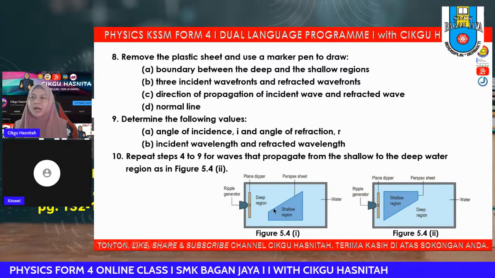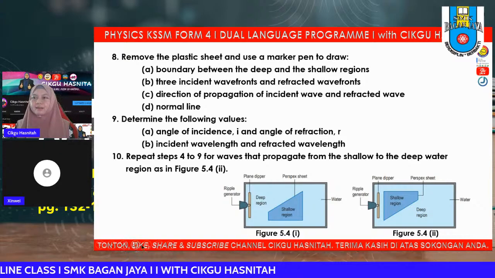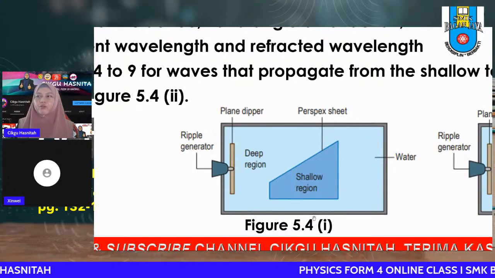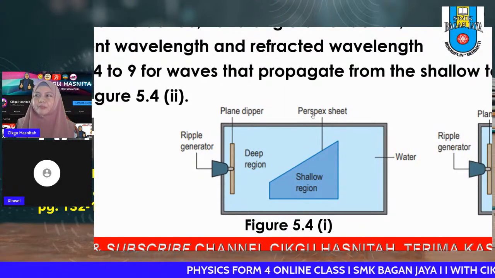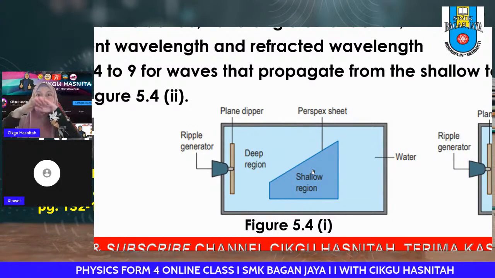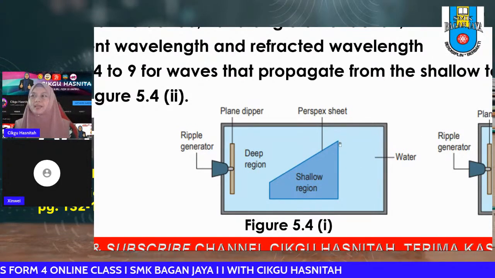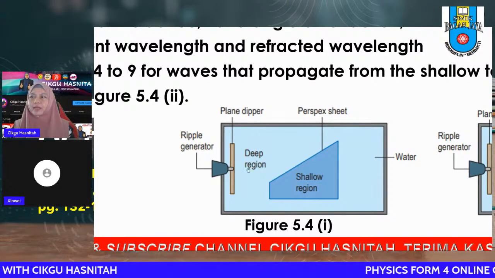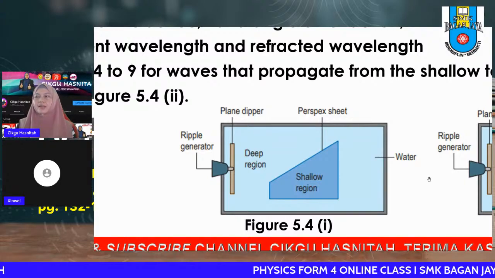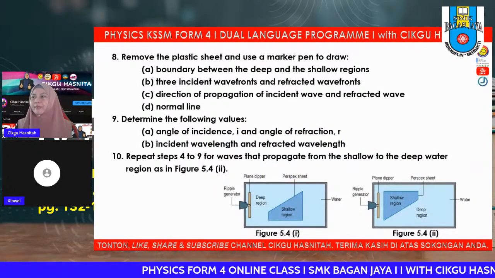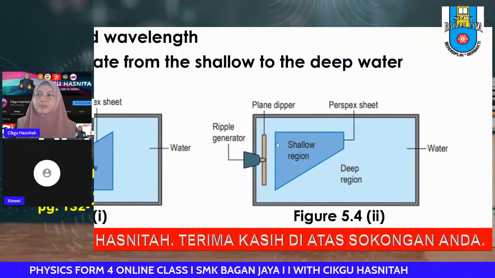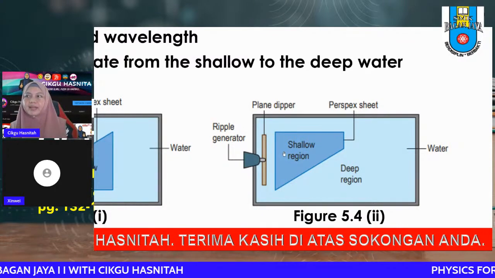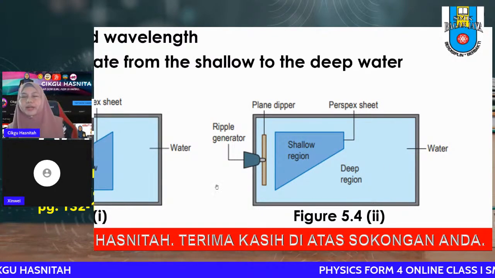5.4. First of all, this is how we place the perspex plate. Let me zoom in for you. In arrangement 5.4, when we place the perspex sheet there, it will create a shallow region. It means the water on top will be shallow, and we place it in this direction. So this is the deep region. So water is traveling from the deep region entering the shallow region. Meanwhile, for the second arrangement, the water starts propagating from the shallow region, entering a deep region.